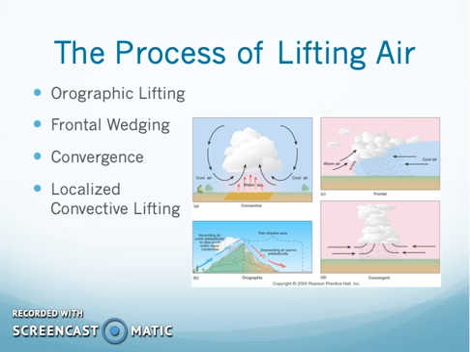So we see an air mass from the left pointed. The arrows represent the air masses. We see air coming from the left and air coming from the right, and they are being pushed together and up. And then localized convective lifting is the top left.